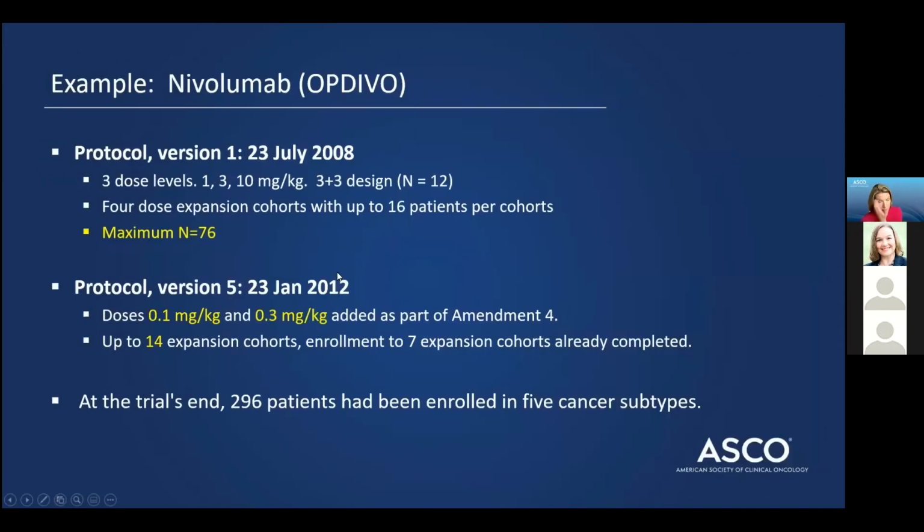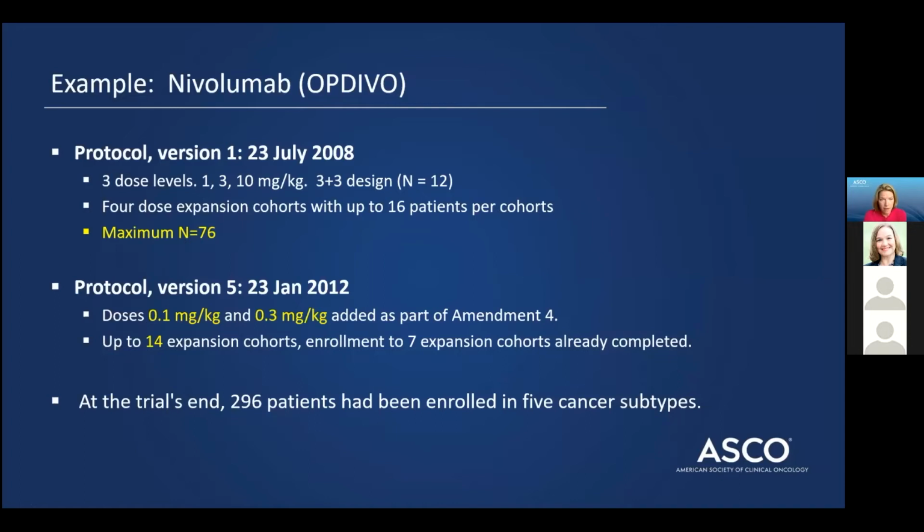So that was pembrolizumab. For nivolumab, the first version of the protocol occurred in July of 2008. There were 3 dose levels, 1, 3, and 10 mg per kg, a 3+3 design with a planned N equal 12, and then some expansion cohorts. When they got to protocol version 5, not quite 4 years later, you can see that the additional doses they added were quite a bit lower than the ones in the initial version 1 of the protocol.